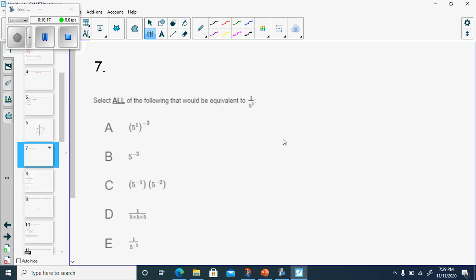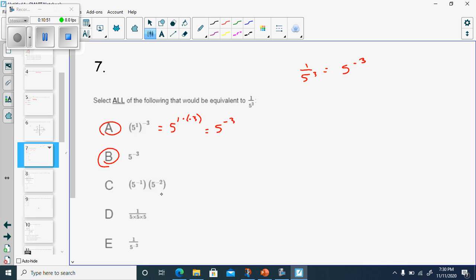Look at number 7. Select all of the following that would be equivalent to 1 over 5 to the third. We know 1 over 5 to the third is the same as 5 to the negative third. Okay? So we want everything that would be 5 to the negative third. I'm raising this power to a power, so I multiply the exponents. That would be 5 to the 1 times negative 3, or 5 to the negative 3. So this one works.